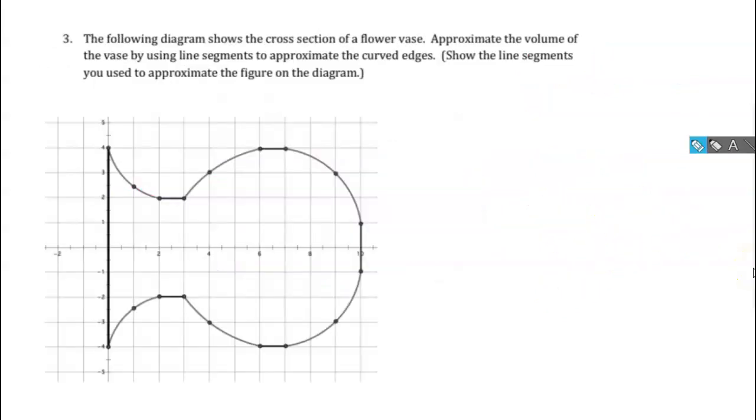The following diagram shows the cross-section of a flower vase. Approximate the volume of the vase by using line segments to approximate the curved edges. Show the line segments you used to approximate the figure on the diagram.